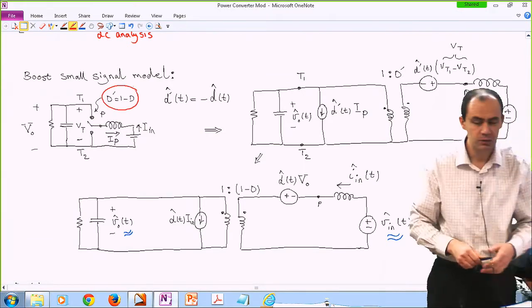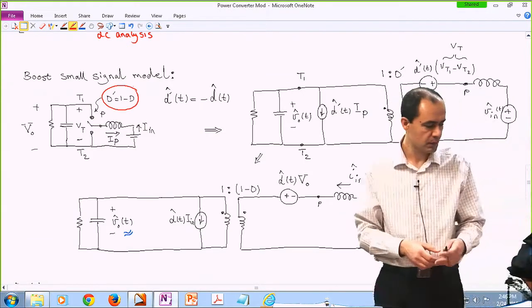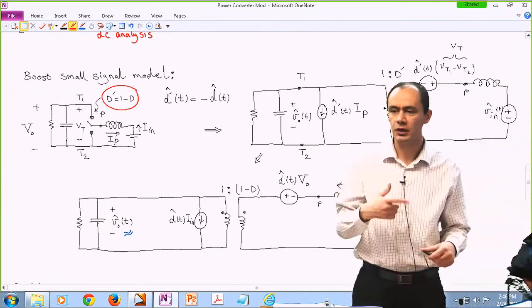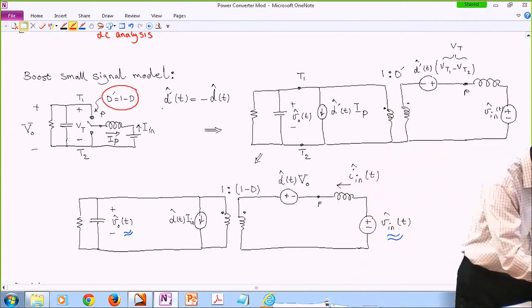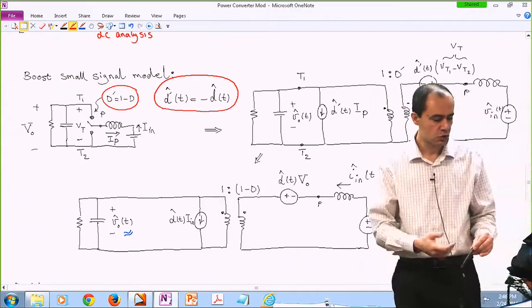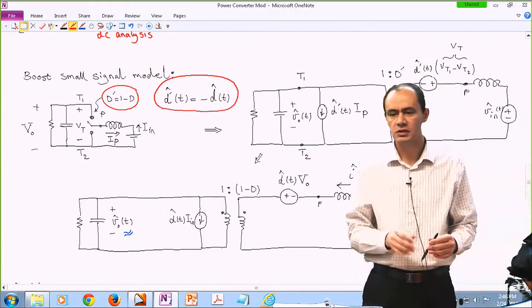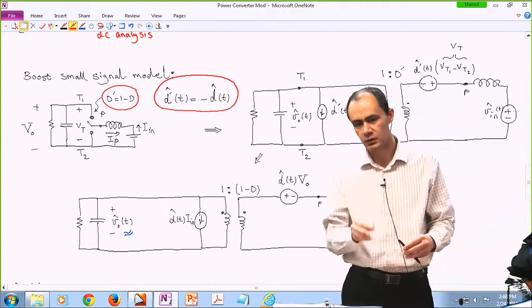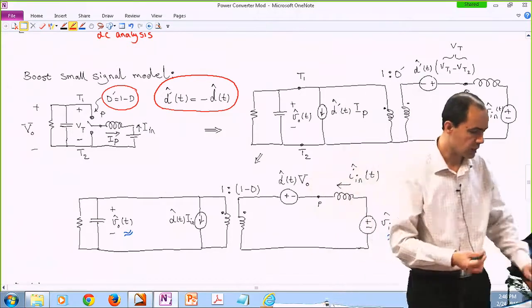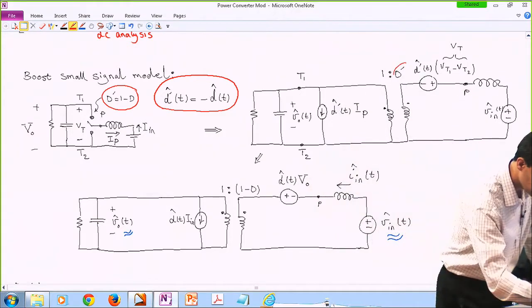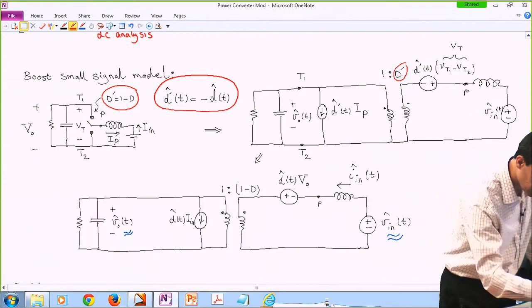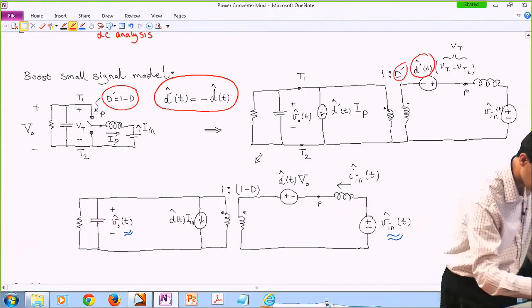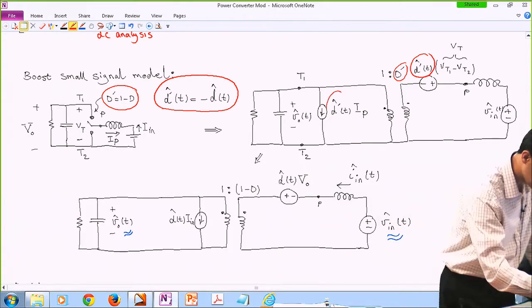and D prime, D plus D prime is 1, okay? So if I perturb one of them or increase one of them, the other one decreases. So in terms of perturbations, they are the opposite of each other. I start with D prime because D prime is actually the real command in the boost converter. In my model, you can see D prime appears everywhere: a D prime as a DC value, D prime as a perturbation, and another D prime as a perturbation.